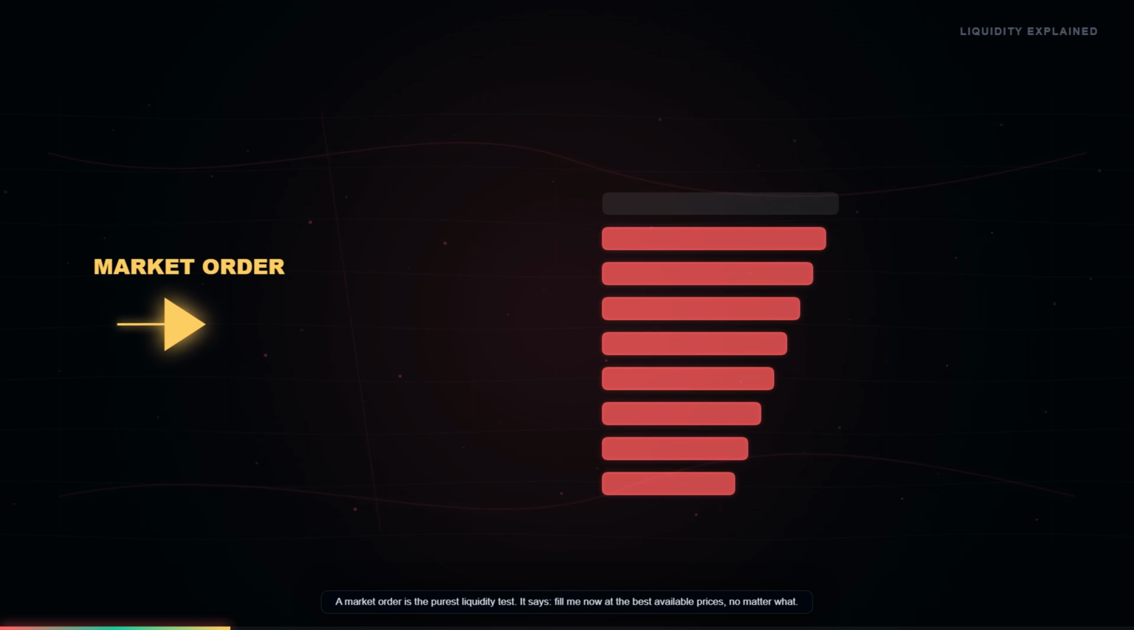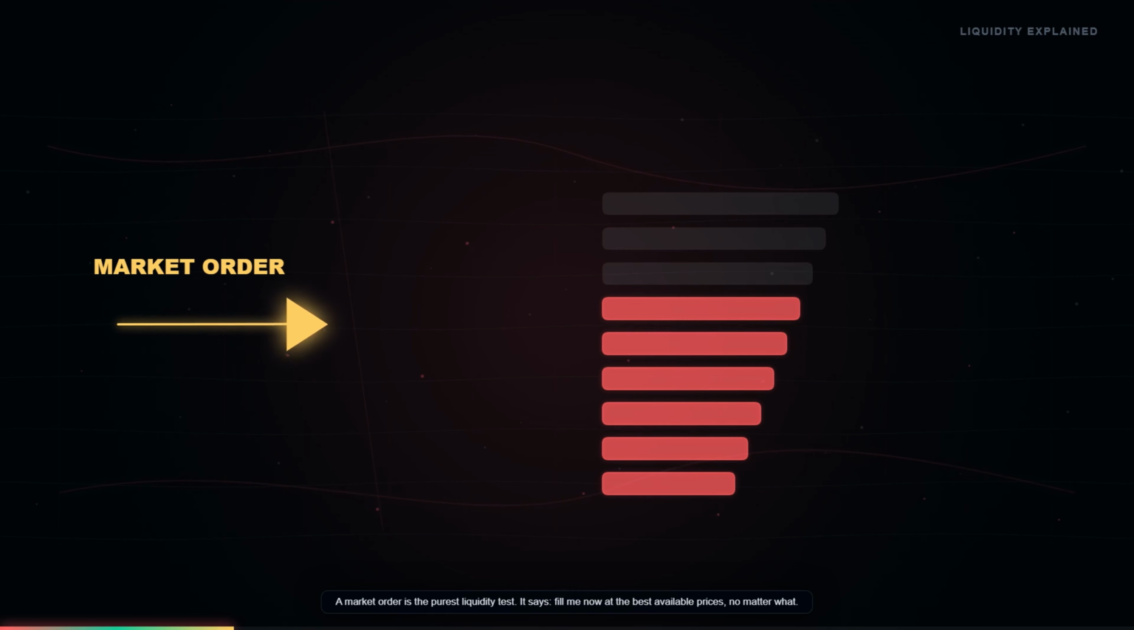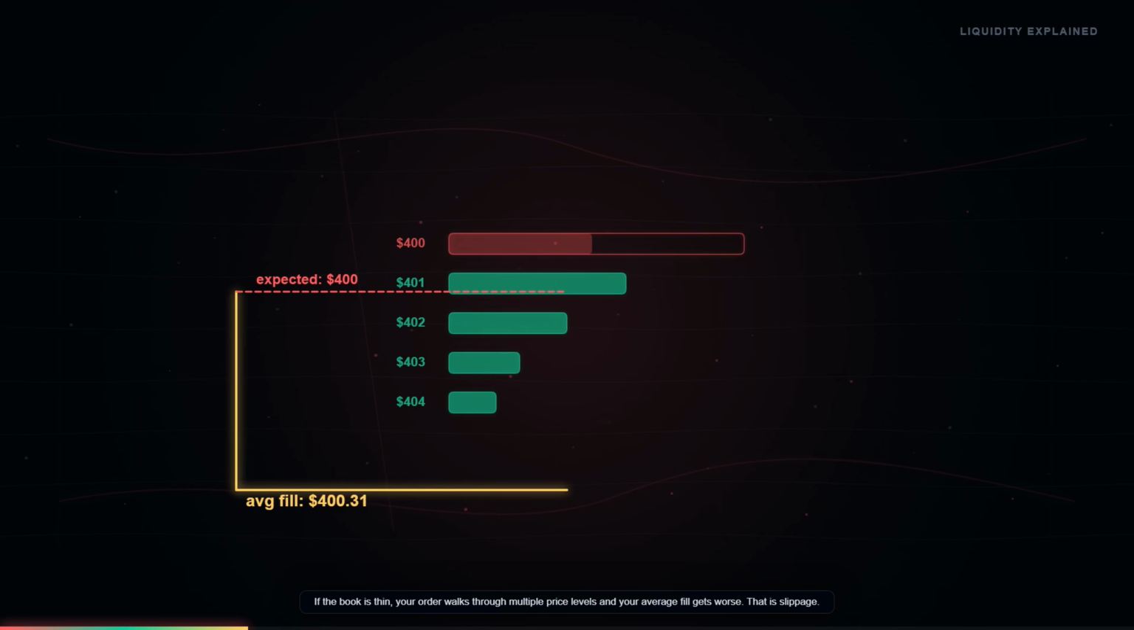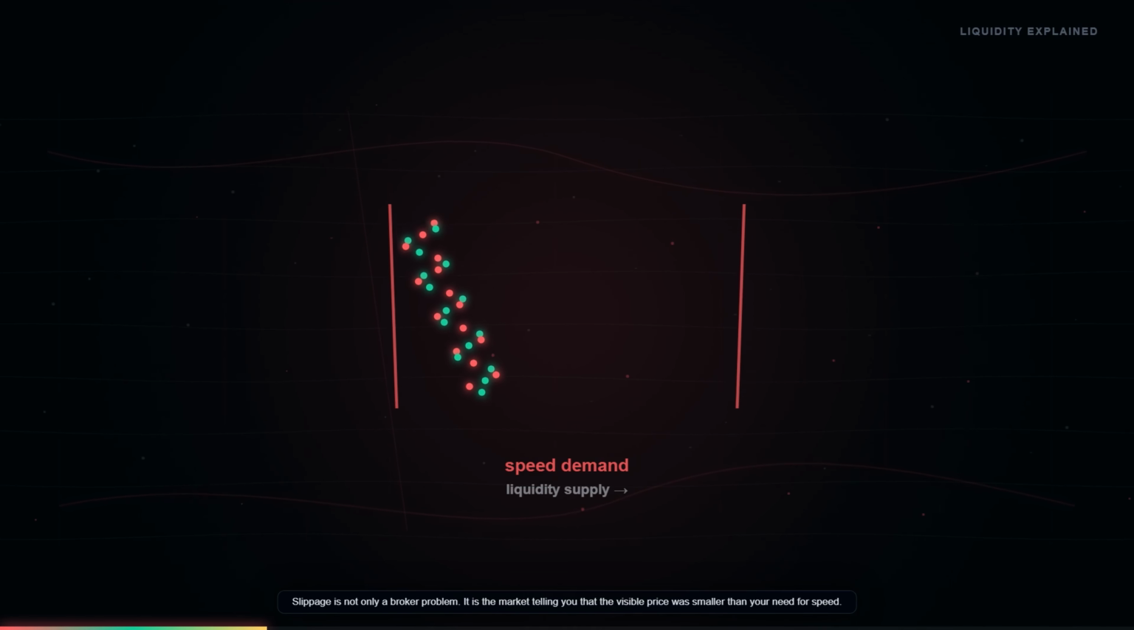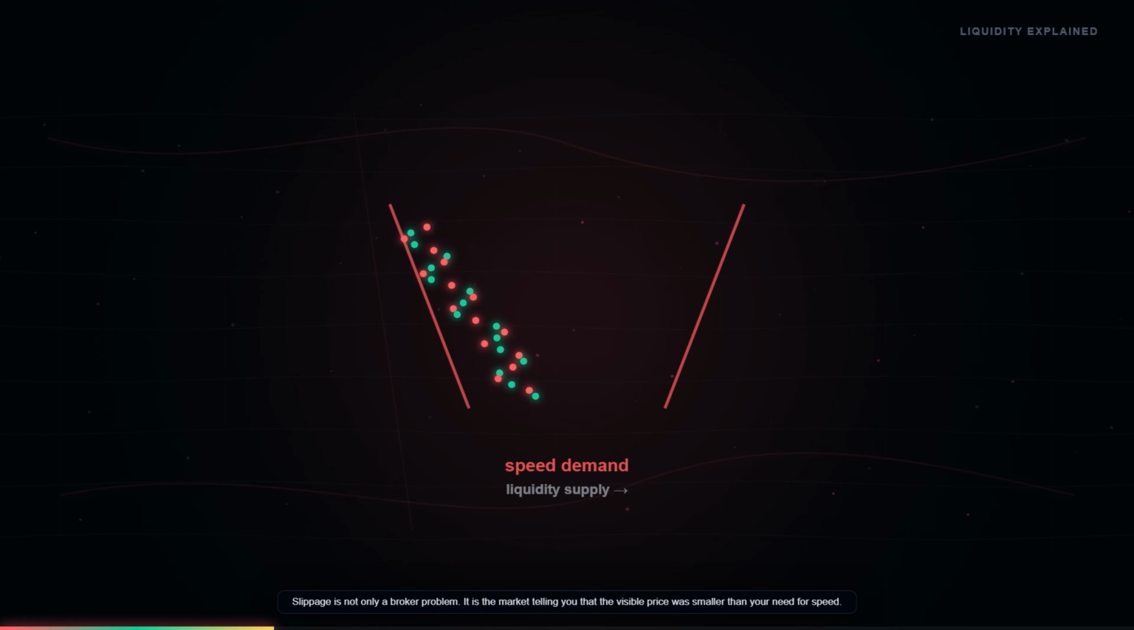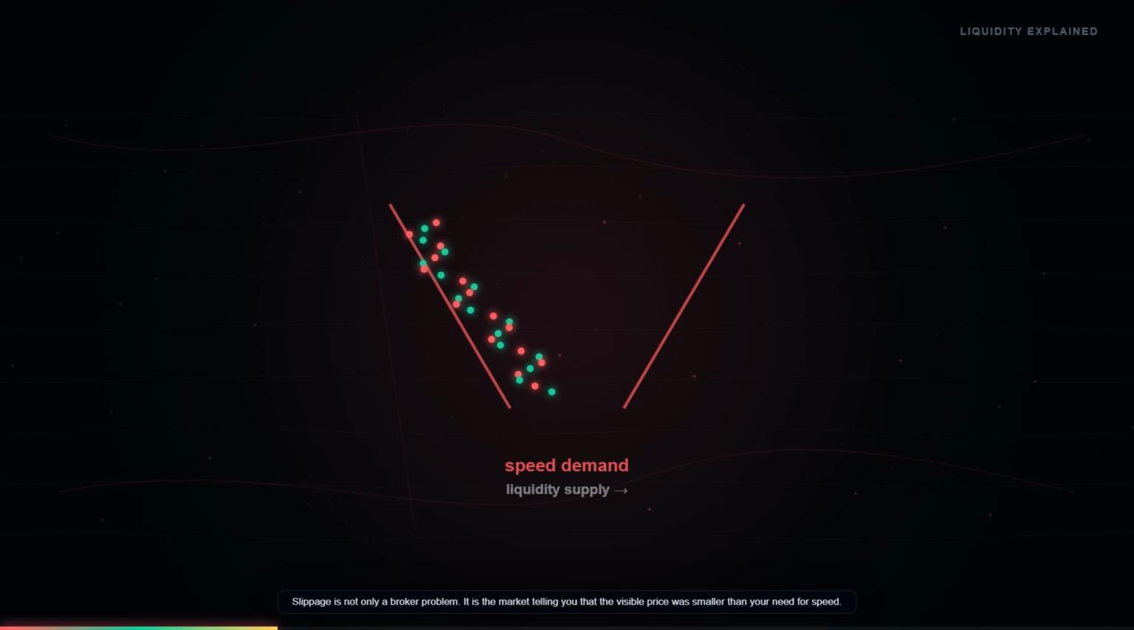A market order is the purest liquidity test. It says, fill me now at the best available prices, no matter what. If the book is thin, your order walks through multiple price levels and your average fill gets worse. That is slippage. Slippage is not only a broker problem, it is the market telling you that the visible price was smaller than your need for speed.